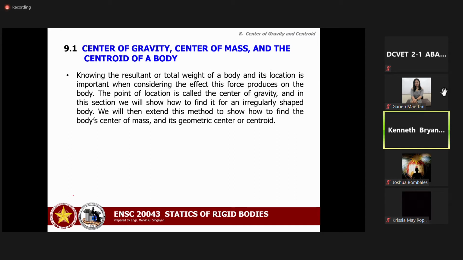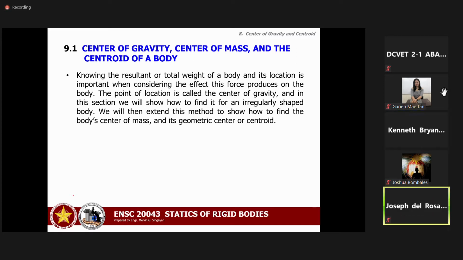Center of gravity, center of mass, and centroid of a body. Knowing the resultant or total weight of a body and its location is important when considering the effect this force produces on the body. The point of location is called the center of gravity. We will show how to find it for an irregularly shaped body. Then we will extend this method to find the body's center of mass and its geometric center, or centroid.